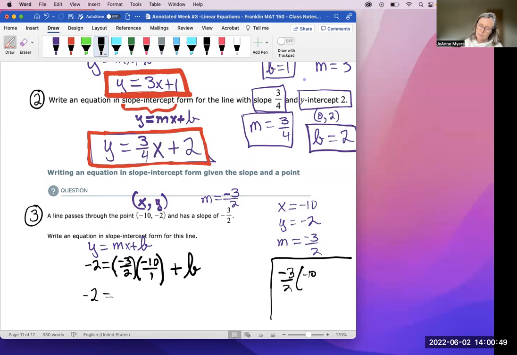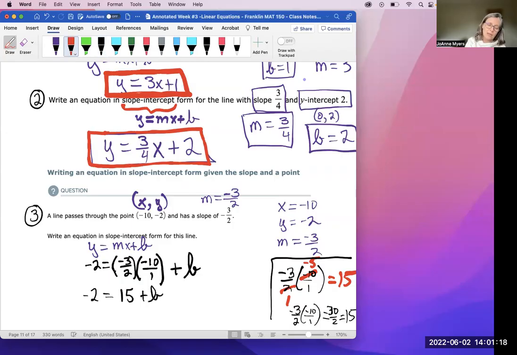-3/2 times -10. Personally, I would reduce this way: -10 and 2 would reduce to -5 and 1. So my answer is +15. Could we write it as -3/2 and -10? Negative times negative is positive, and 30 divided by 2 is 15. So that's where I get 15 plus b.